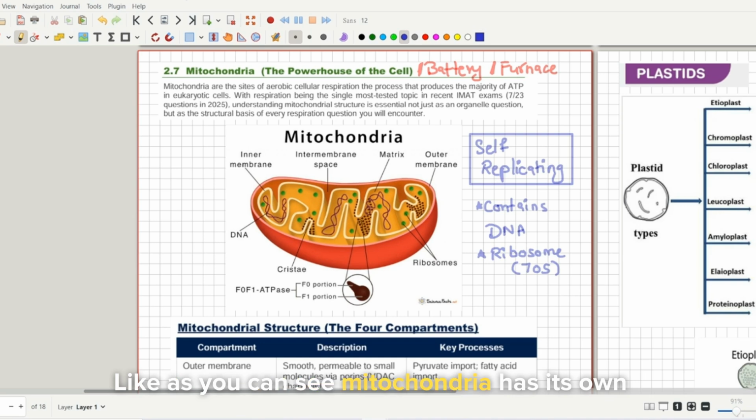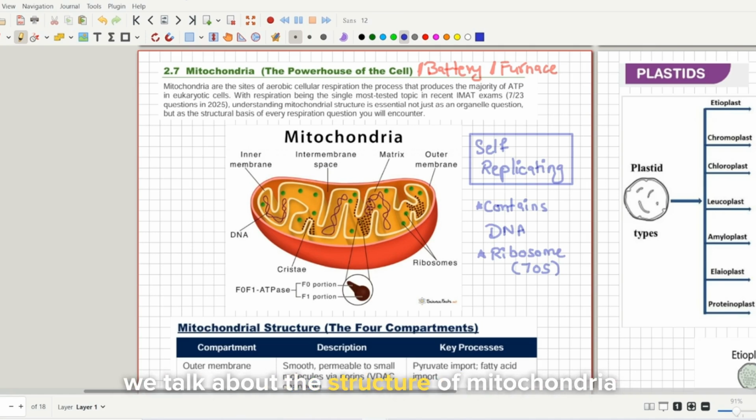As you can see, mitochondria has its own DNA, it has its own information. Mitochondria has its own ribosomes. Mitochondria can make its own energy. So why does it need anyone else when it has everything, right? What is the prerequisite of life? It needs to have DNA, it needs to have protein, it needs energy. So mitochondria has everything. So that's why it is a self-replicating organelle.